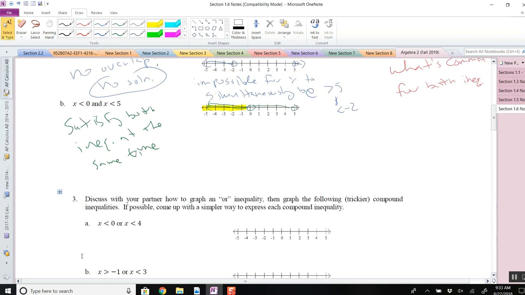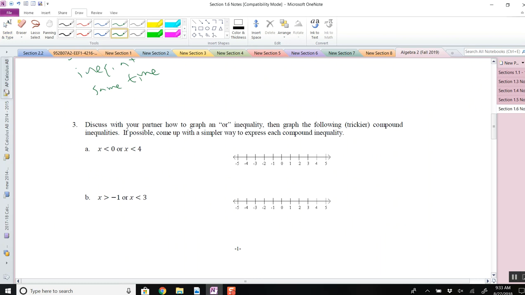Now we'll look at the situation where you have the word or. Now this is just a union of both inequalities. So you actually are combining.